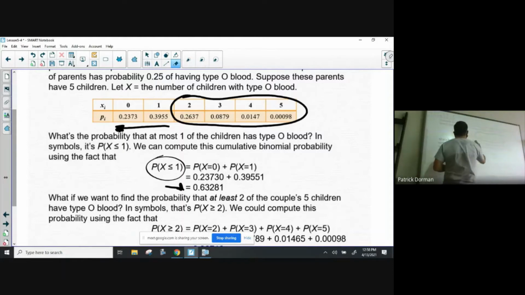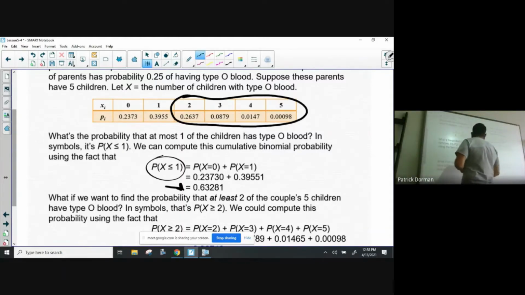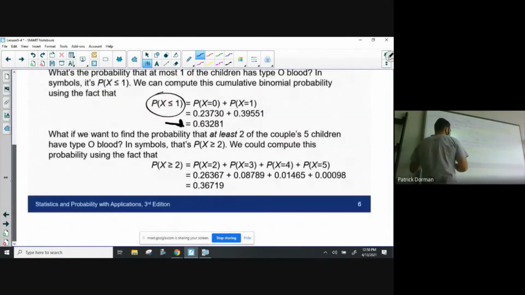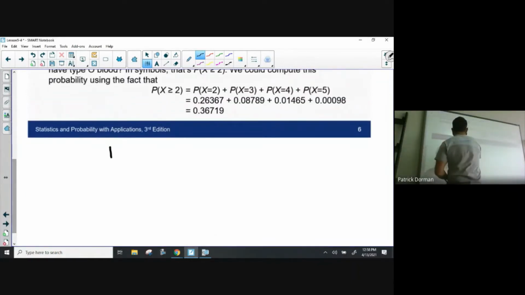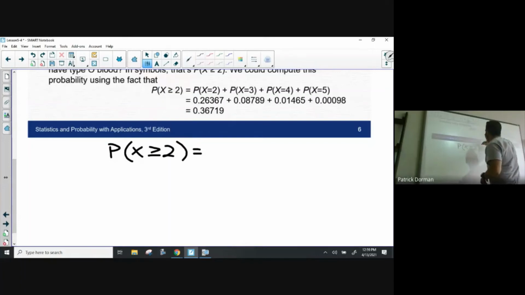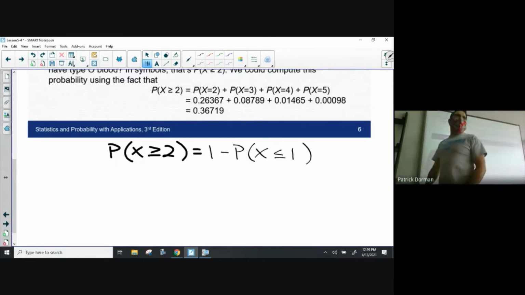So what we can do, if we're going to use the calculator, is instead find the probability that x is less than or equal to 1 and subtract from 1. So what I'm saying is that the probability that x is greater than or equal to 2 is the same thing as 1 minus the probability that x is less than or equal to 1. So then you'd be able to do that with your calculator, right? You do the binomial CDF with trials equal to 5, probability equal to 0.25, and x equal to 1, and then you would subtract that from 1, right? You know what I'm saying?